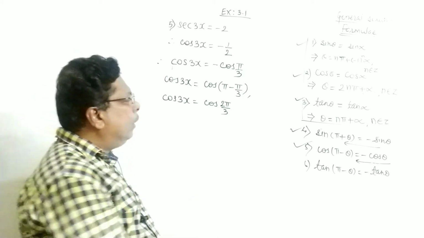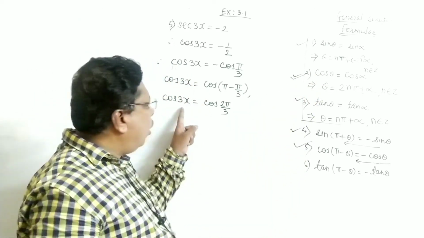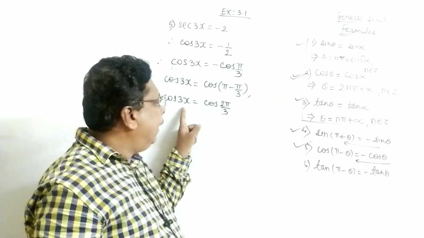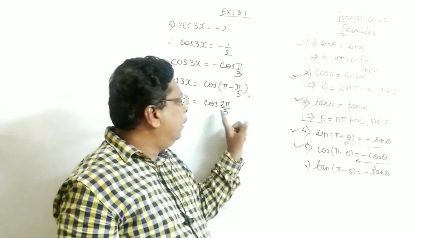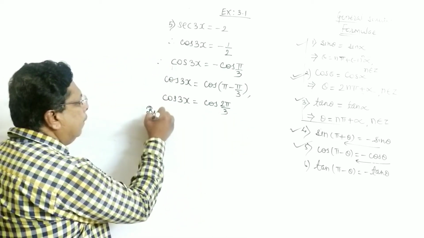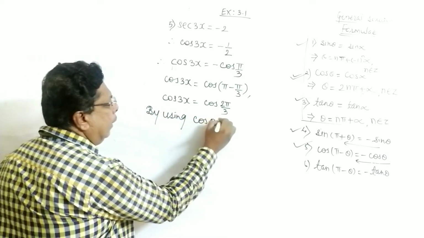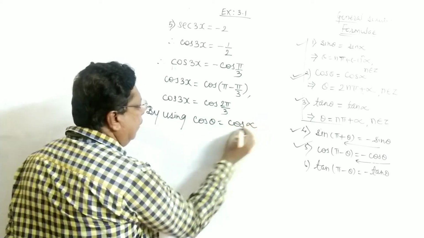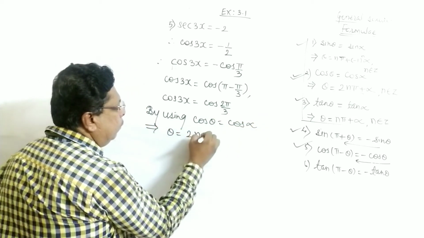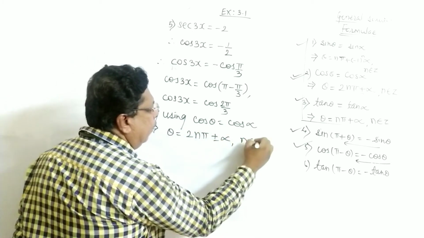We have to find the general solution. Use this formula. What is the formula? Cos theta equal to cos alpha. What is theta? Theta equal to 3x. Cos alpha, alpha is equal to 2 pi by 3. So by using cos theta equal to cos alpha implies theta equal to 2n pi plus minus alpha, n belongs to z.